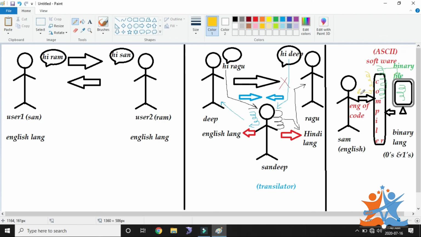So what is ASCII, and what rules are given to that software for converting one format to another, English to binary, and again that output binary to English? How they are done, we will see in the next session.